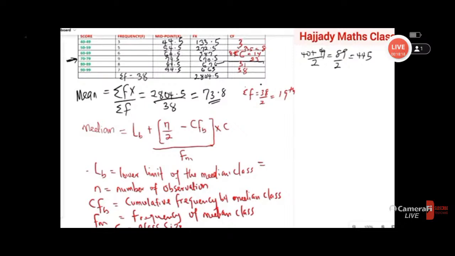So looking at this now, what is going to be our lower limit? Our lower limit is 70, while the upper limit is 79. And our class size, from 40 to 49. Students often make a mistake here by saying that 40 to 49 is 9. No. 40 to 49 is 10. We have 10 digits when you count from 40 to 49. So here we can say that our class size is 10.